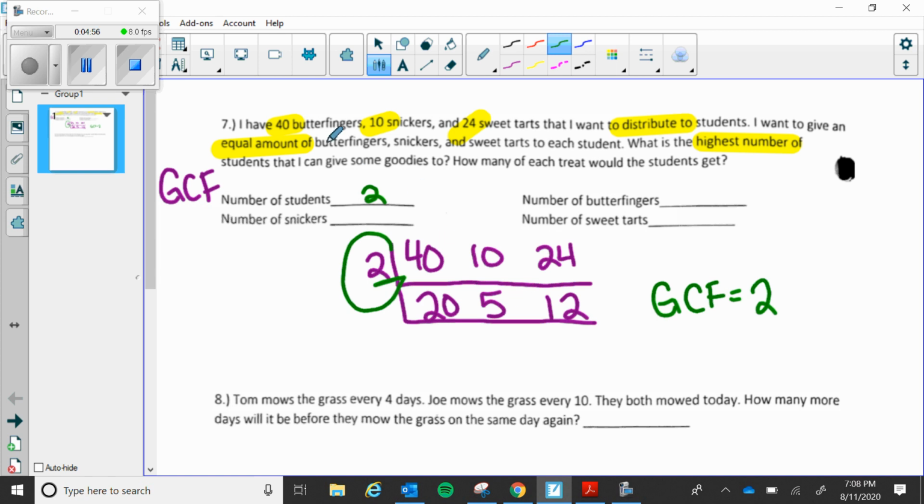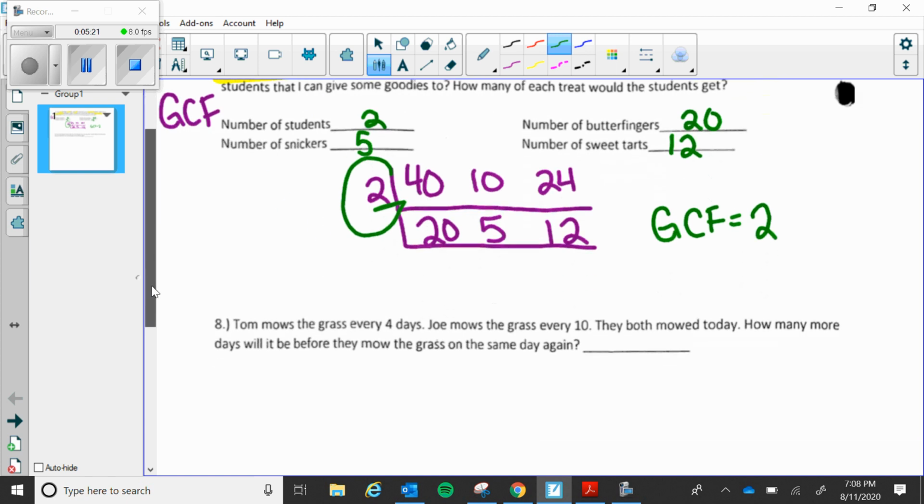We started with 40 Butterfingers, so right below it is 20. So now there are 20 Butterfingers. Snickers, there were 10. And once we took out that 2, we now have 5. And Sweet Tarts, we started with 24, we factor out the 2, and now we have 12. So this is our final answer for this first word problem.